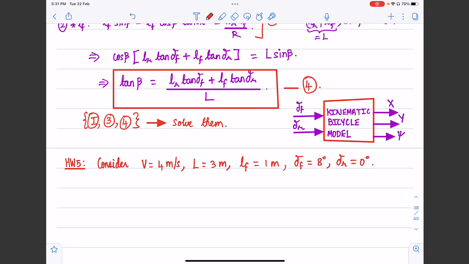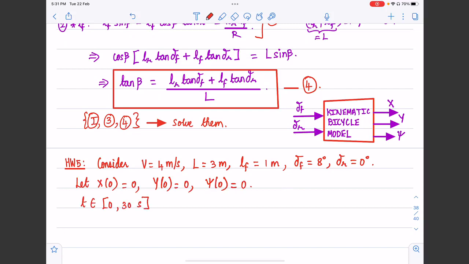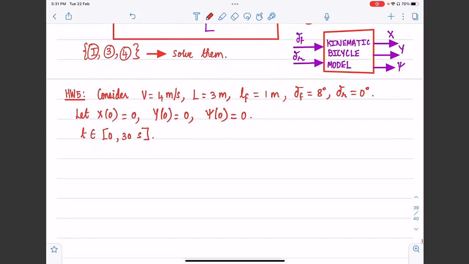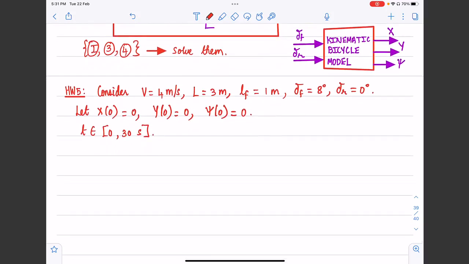Let the initial condition be all 0. I will explain what this means physically shortly. So let's say x0 is 0 and y0 is 0, psi 0 is 0. Consider a time interval t between 0 and, for example, 30 seconds. I want you to solve the model for this time interval.